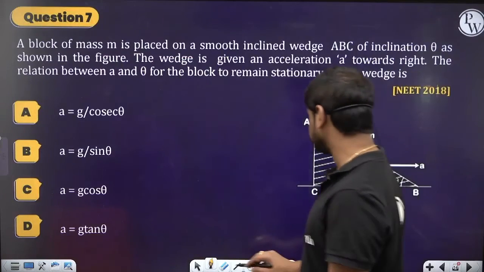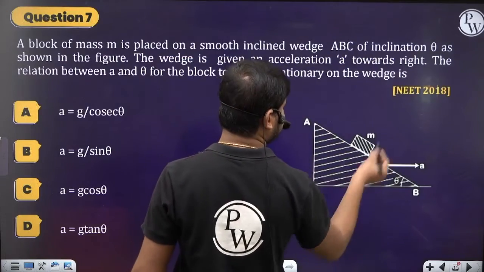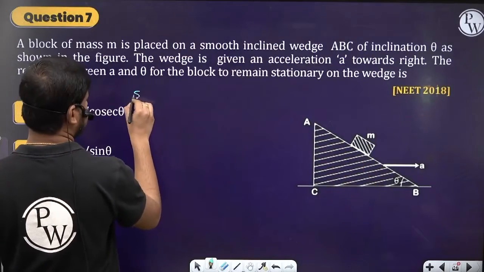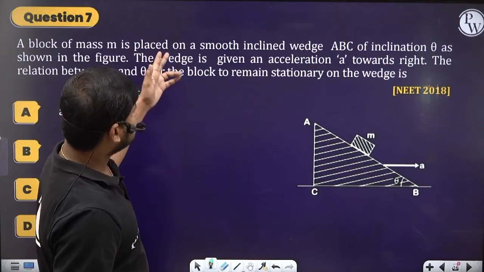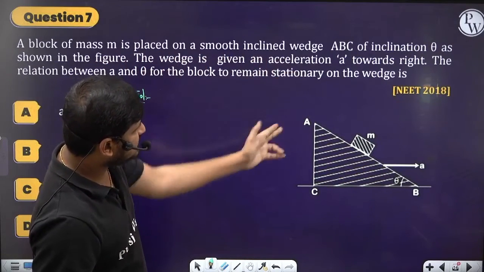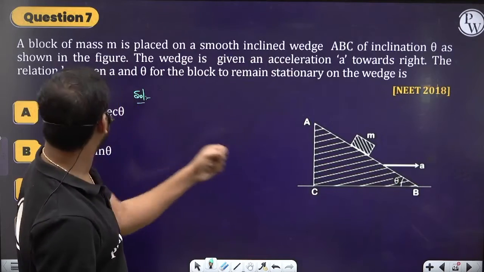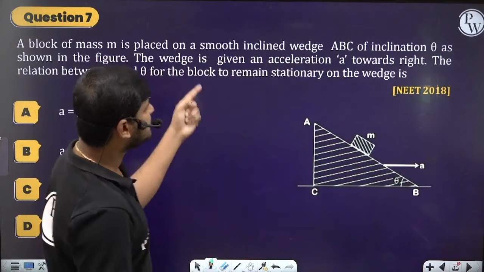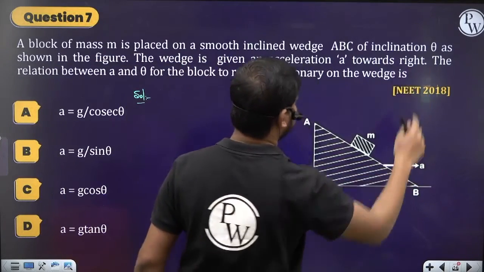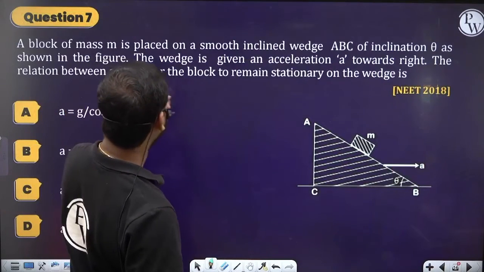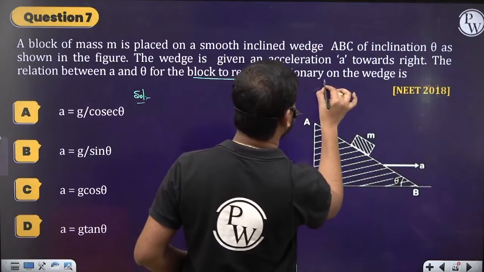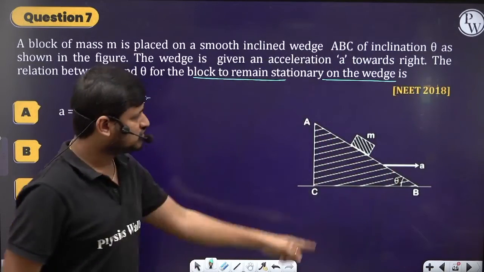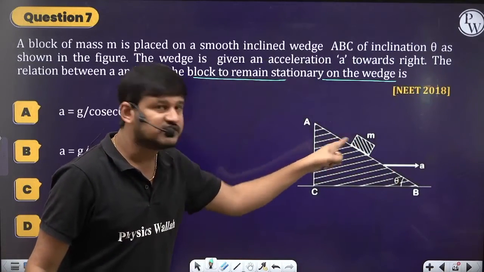Let's take one more question, which was asked in NEET 2018. So what does the question say? A block of mass m is placed on a smooth inclined wedge ABC of inclination theta, as shown in the figure. The wedge is given an acceleration a towards the right. What is the relation between a and theta for the block to remain stationary? See here, the block should remain stationary with respect to the wedge.